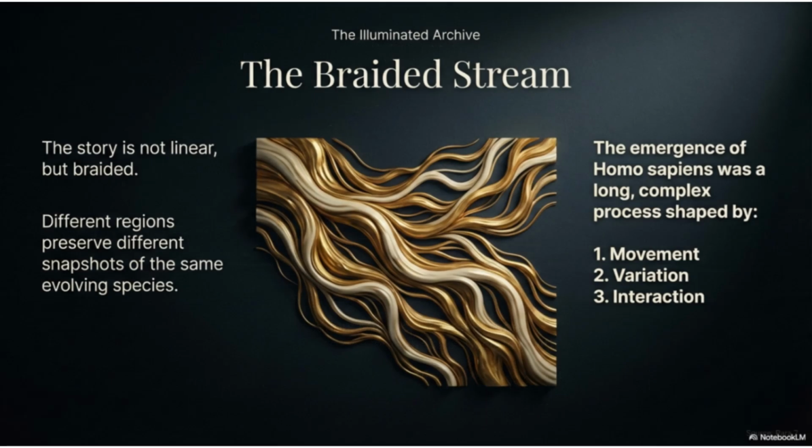So when we look at the fossil evidence for early modern humans, we see a story that is not linear but braided. Different regions preserve different snapshots of the same evolving species. Some fossils look almost fully modern, while others carry a mix of traits that remind us of earlier ancestors. Together, they show that the emergence of Homo sapiens was not an instantaneous event, but a long, complex process shaped by movement, variation, and interaction.